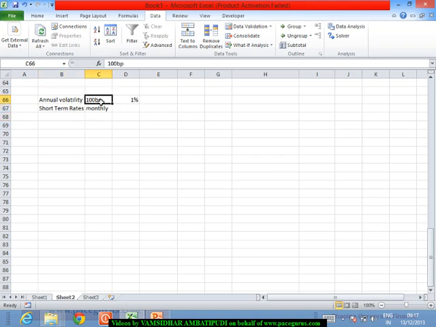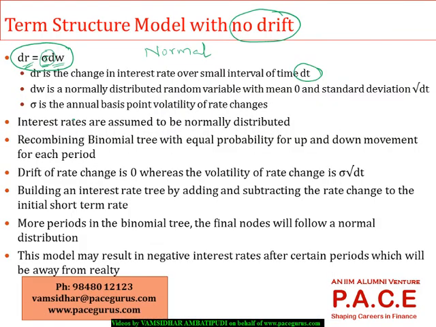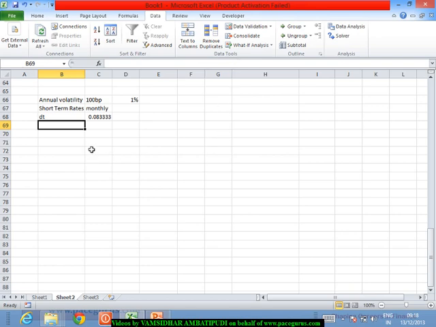Now, this is an annual value. So if I am looking at the monthly value, I have to adjust it by multiplying with the square root of dt. If I am talking about monthly, dt for me is nothing but 1 by 12. And dw is a normally distributed random variable. What do I mean by that? For dw, the mean is 0 and the standard deviation is the square root of dt.